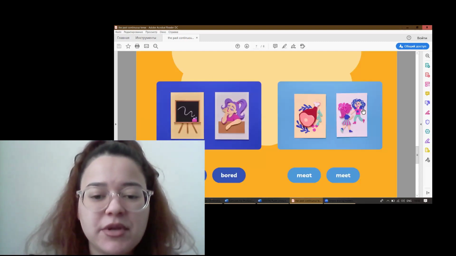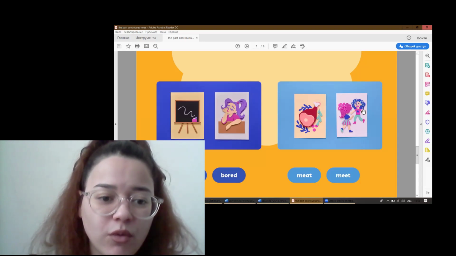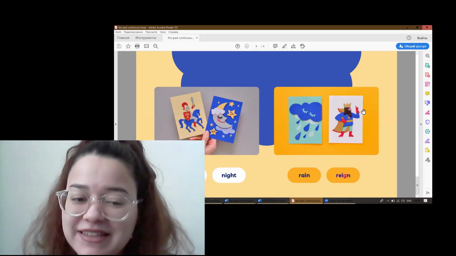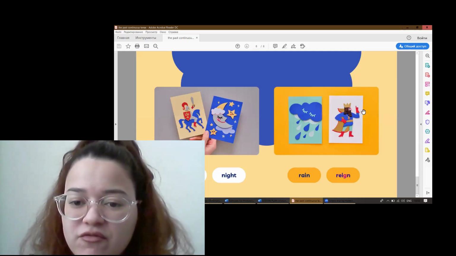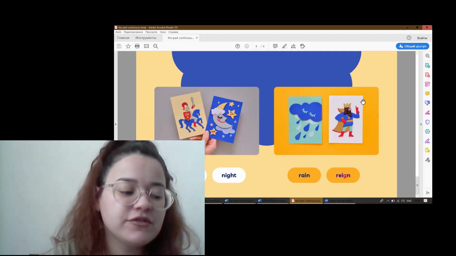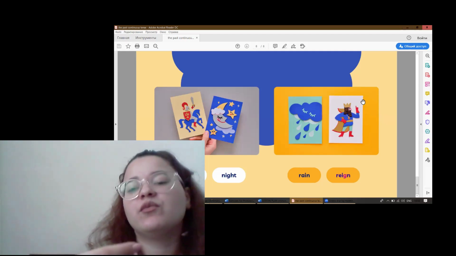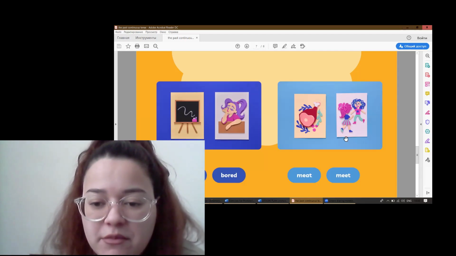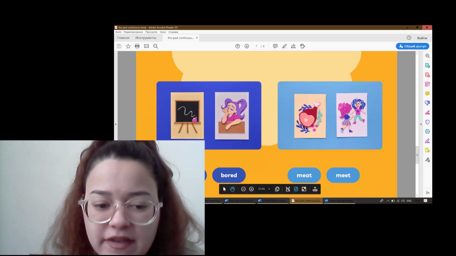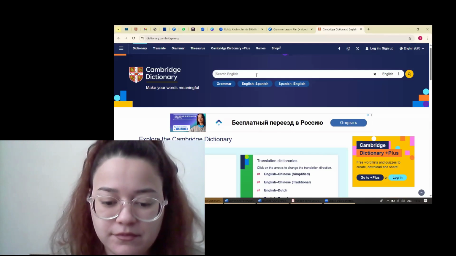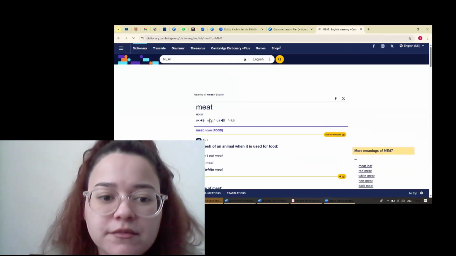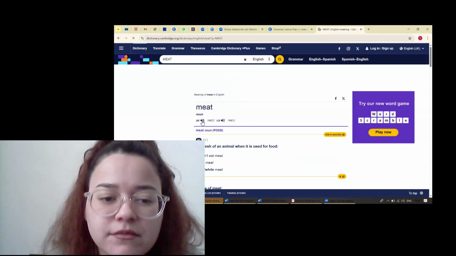And you can see some minimal pairs. Board, bored. Meet, meat. Night, knight. Rain, reign. Let's pronounce, for example, two minimal pairs together by using Cambridge. Let's take meet and meat. What is the meet? Meet.